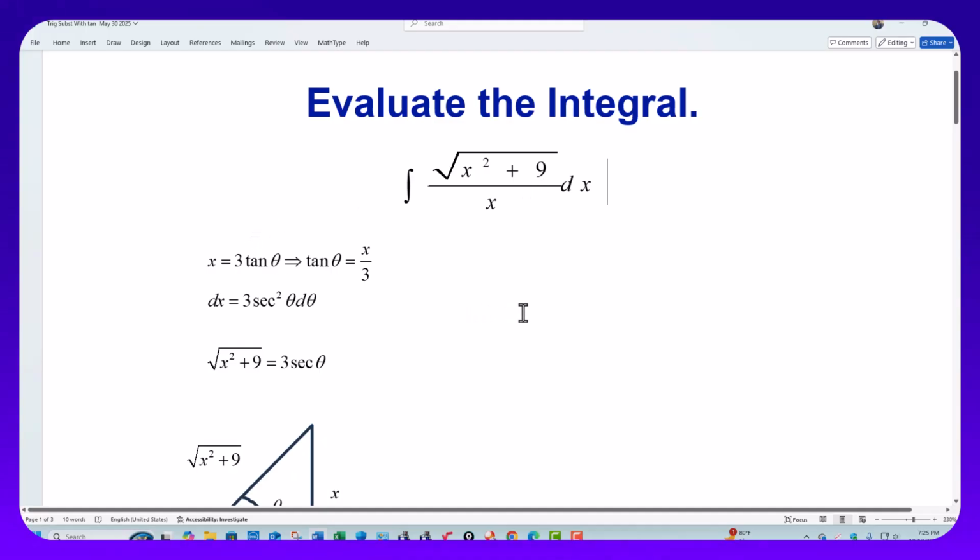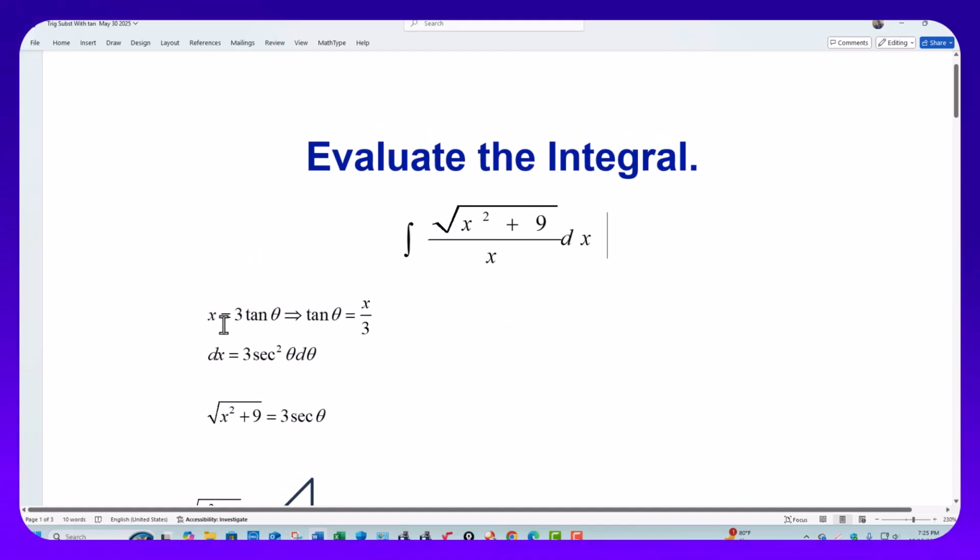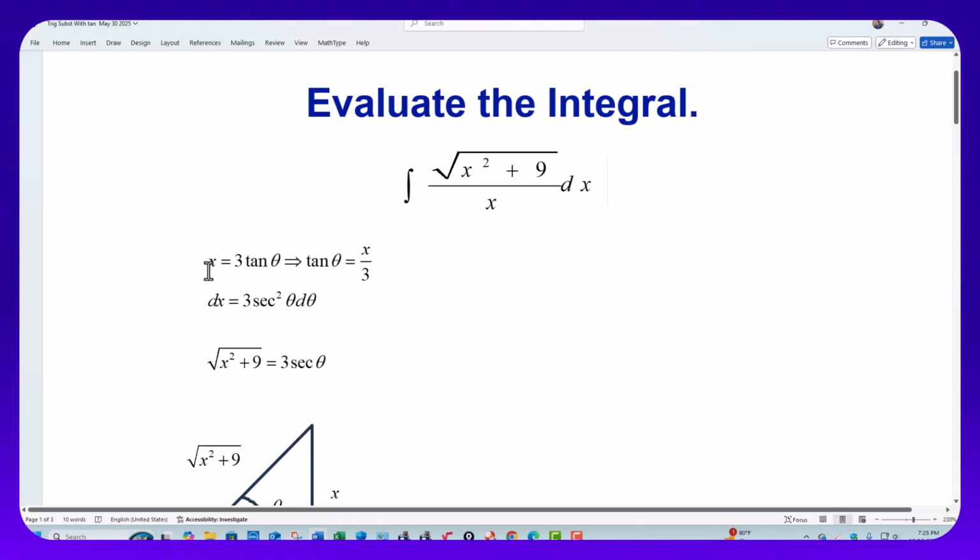So a would be 3. The substitution I'm using here is x equals 3 tangent of theta, which tells me that I can rewrite this as tangent of theta equals x over 3. And this is what I'm going to use to form the triangle. And then from this, dx equals the derivative of 3 tangent theta, which is 3 secant squared theta d theta.